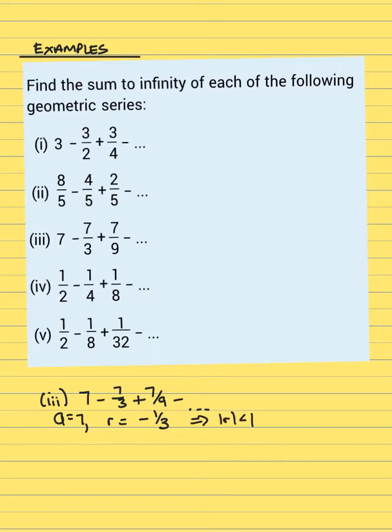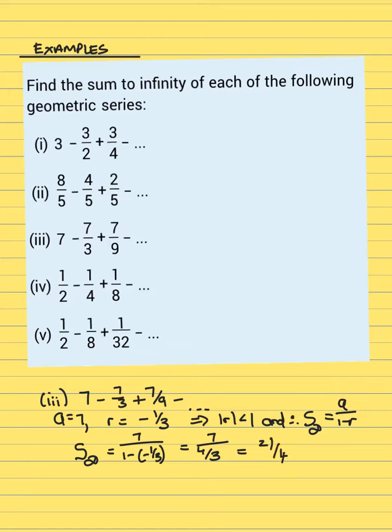Let's check if S to infinity exists. The absolute value of r is less than 1 because the absolute value of r here is 1/3, and therefore the sum to infinity is a over 1 minus r. We just plug that in then. S to infinity is a, which is 7, over 1 minus minus 1/3. That gives us 7 over 1 plus 1/3, or 7 over 4 over 3, which is 21 over 4.